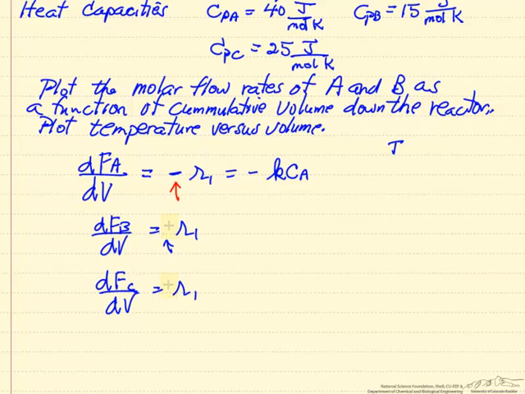And when we have differential equations, we need initial conditions, namely at the inlet of the reactor, where volume is equal to 0. We need molar flow rate of A, which we're going to have to calculate. Molar flow rate of B is 0, and the molar flow rate of C is 0, because the problem says we have pure A coming into the reactor.